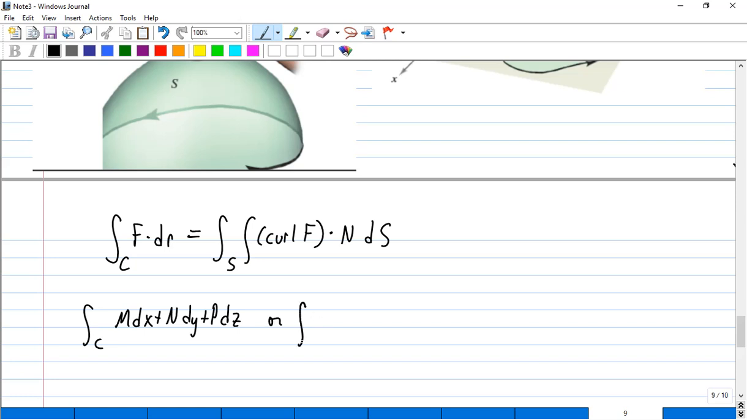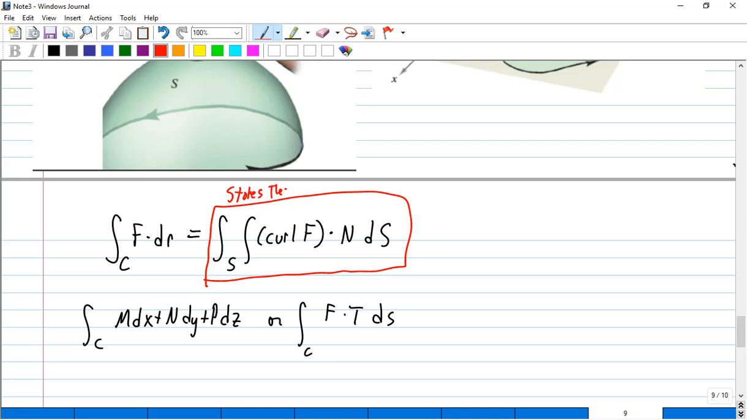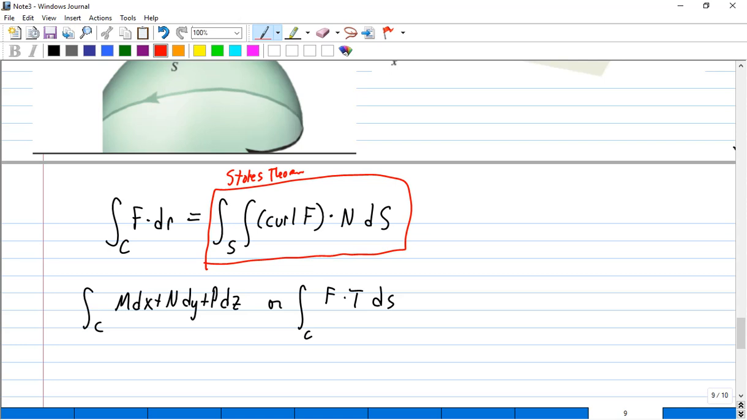Or you could write it like this. We went over all of these when we went over Green's theorem. But this is Stokes' theorem right here. That's Stokes' theorem. But you do have to remember how to take the curl to be able to do Stokes' theorem. That was another one of those things we went over, I think, in the first section.